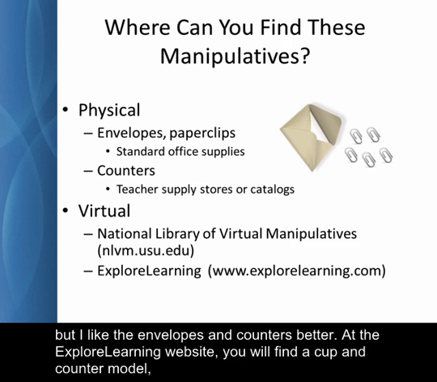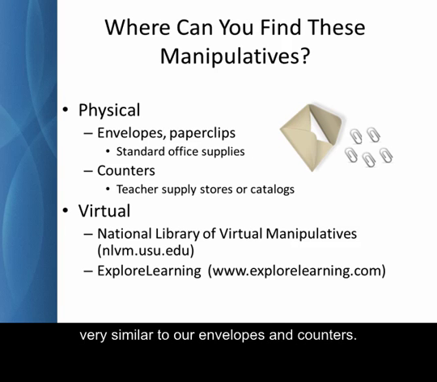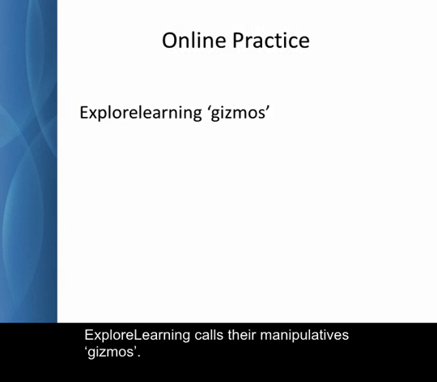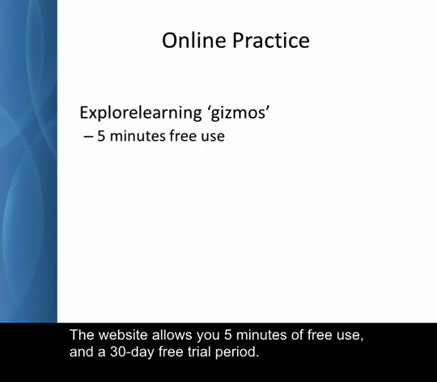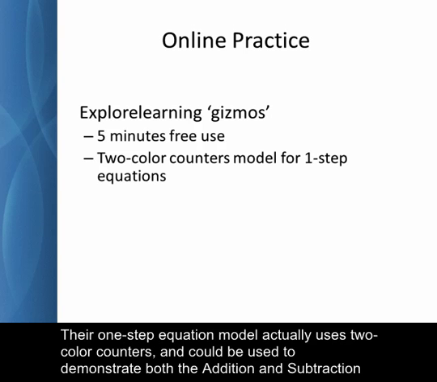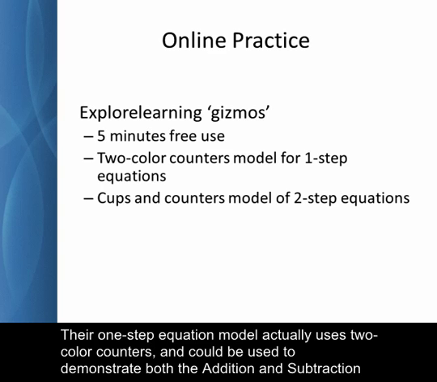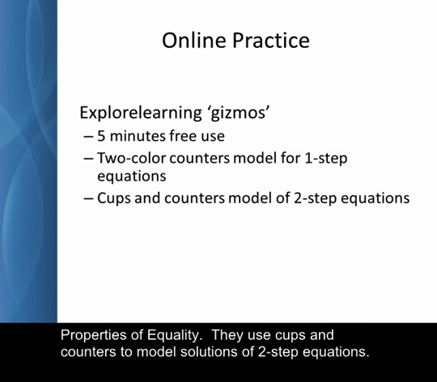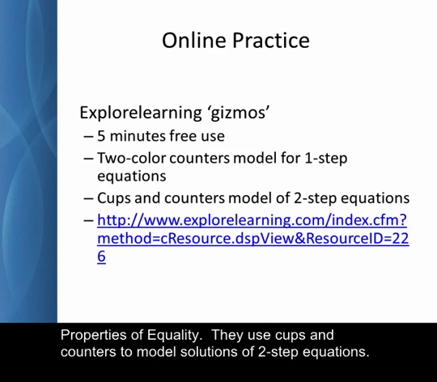At the Explore Learning website, you will find a cup and counter model very similar to our envelopes and counters. Explore Learning calls their manipulatives gizmos. The website allows you 5 minutes of free use and a 30-day free trial period. Their one-step equation model actually uses two-color counters and could be used to demonstrate both the addition and subtraction properties of equality. They use cups and counters to model solutions of two-step equations.